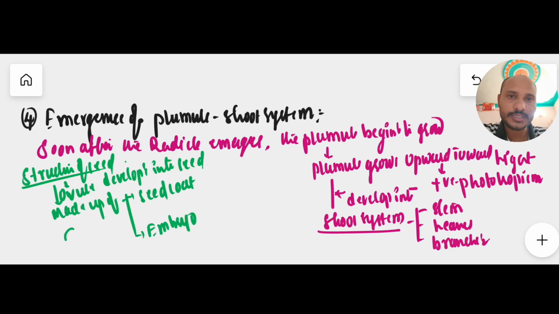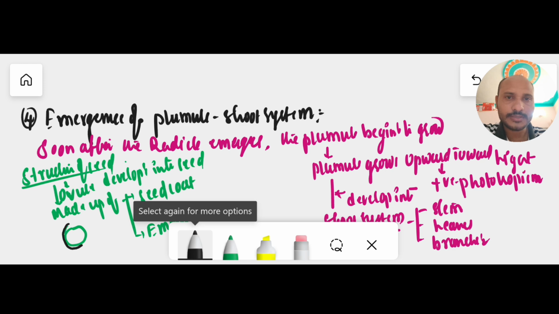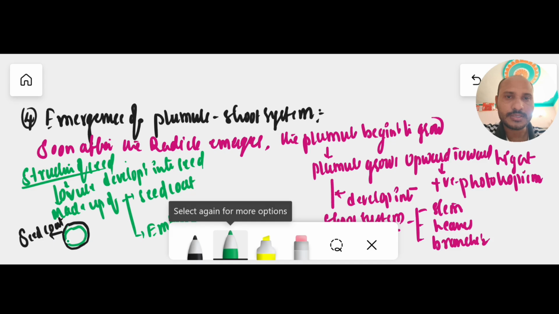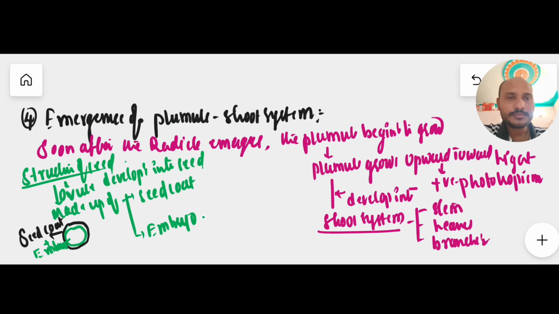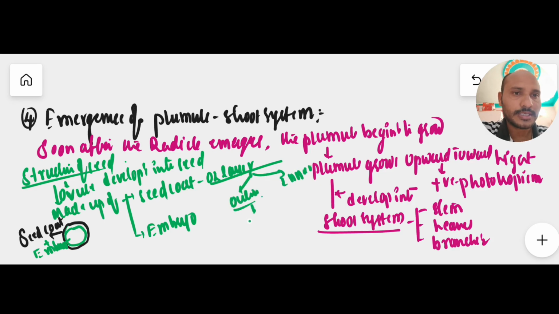For example, consider this a seed. Around the seed we have the seed coat. This is the seed coat, and the rest of this structure is called the embryo. This embryo plus seed coat together is called the seed. Now the seed coat is a two-layer structure, with an outer layer and an inner layer. The outer seed coat layer is called testa, and the inner seed coat layer is called tegmen. Very important.